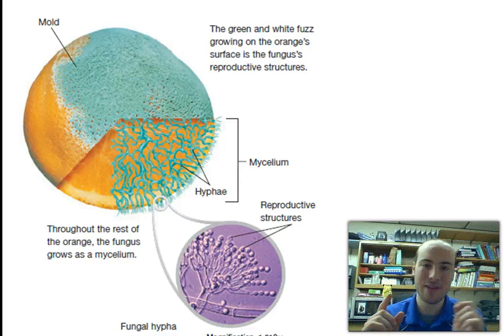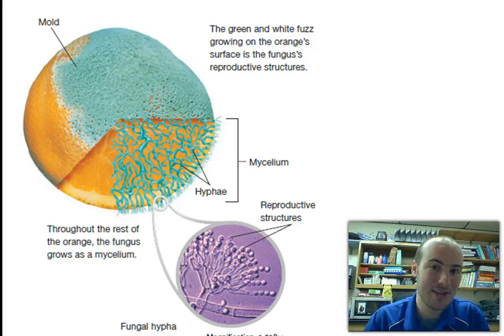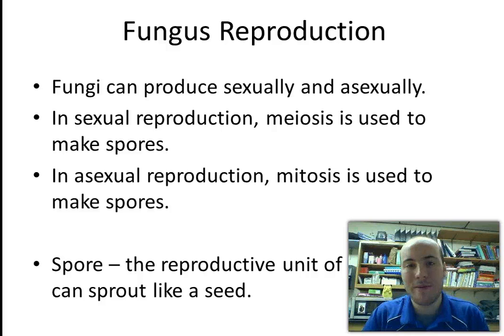So if you see a little mold on the outside of an orange or any other sort of citrus, do not eat it, because there is also mold inside of it. You might just not realize it until you open it up. So anyway, we're going to talk about fungus reproduction next.